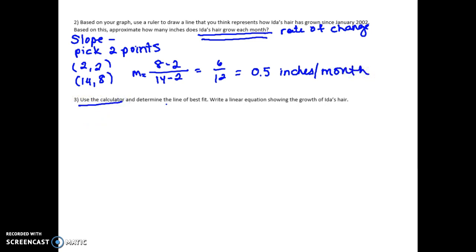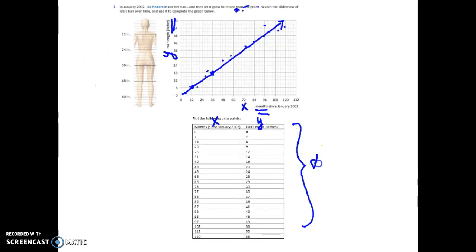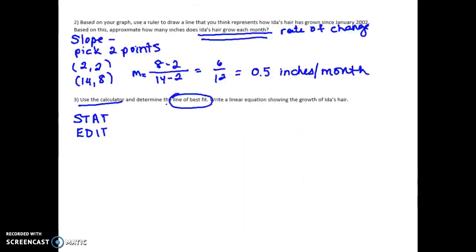Now we're actually going to use the calculator. By using the calculator, we're going to find the line of best fit. Remember, this is where we hit stat and we type edit. We're going to put in all our data values that we had right here. We're going to put them into the calculator now. Stat edit, and then we put our data in, then we hit stat, and we go to calculate, and we look at the line of best fit, so LinReg. We're going to get an A value and a B value.